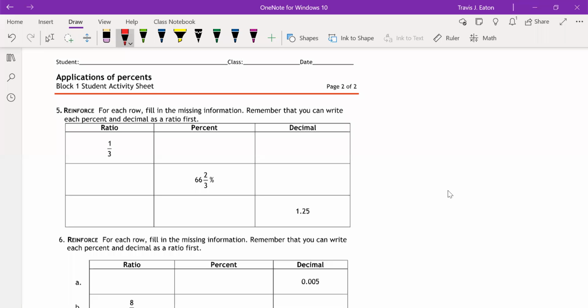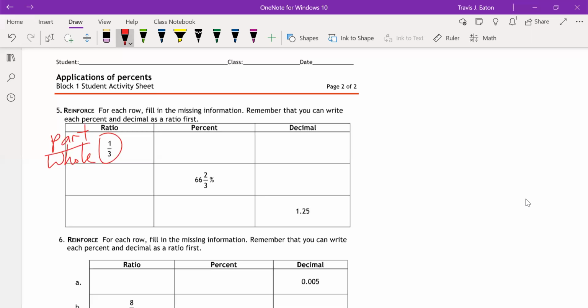All right, so taking a look at question number 5, it says for each row, we are going to fill in the missing information. Remember that you can write each percent as a decimal and a ratio first. So this ratio, like we have right here, 1/3, right? That is the part versus the whole, because that's how fractions work. Fractions, ratios, the part to the whole.